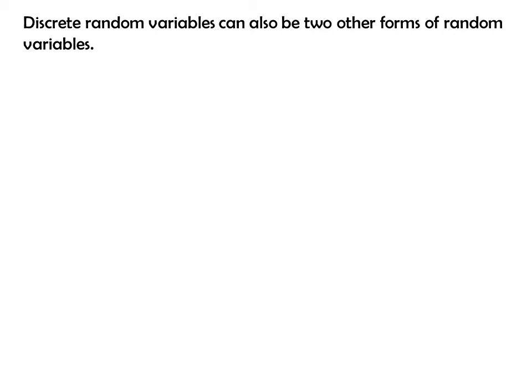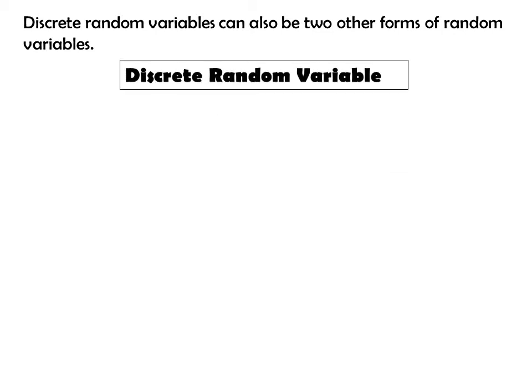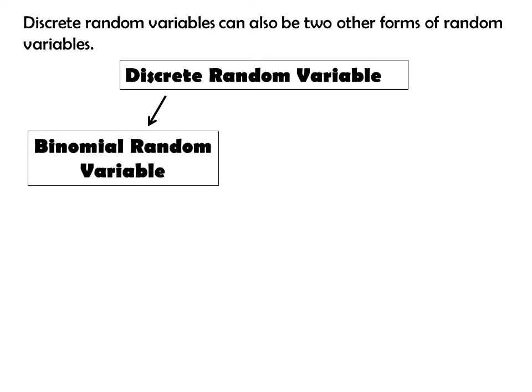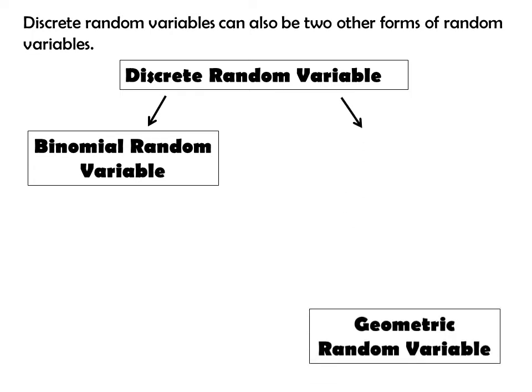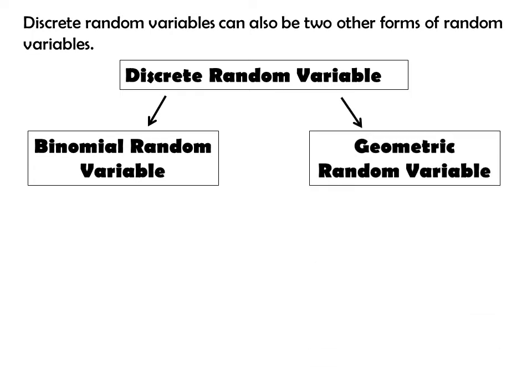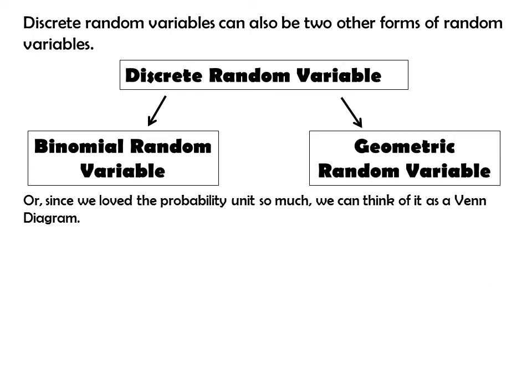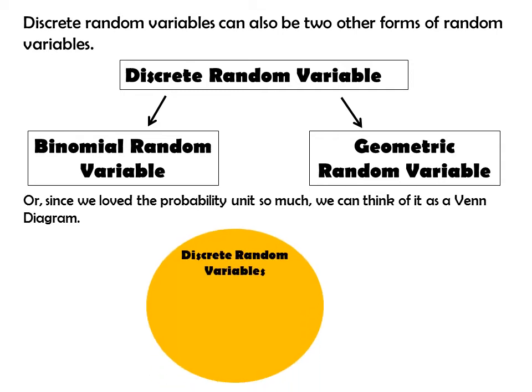Discrete random variables can also be two other forms of random variables. So we've got our discrete random variable, and of that you can be classified as a binomial random variable or a geometric random variable. Since we loved probability units so much, we can also think of it as a Venn diagram, with our sample space being discrete random variables and our binomial and geometric random variables being a subset of that set.